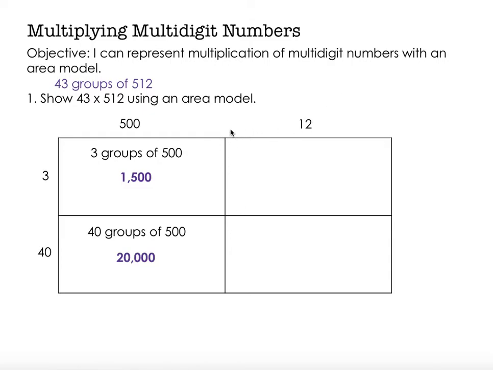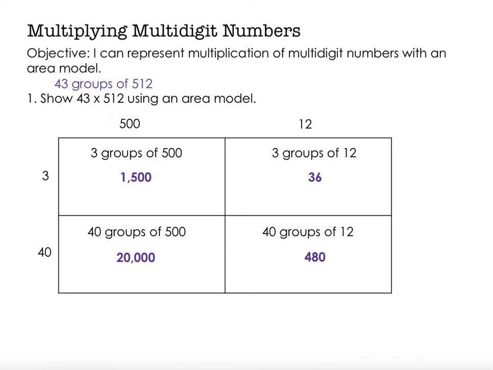In this box, I need 3 groups of 12. This rectangle is 3 by 12, obviously not drawn to scale. So 3 groups of 12, I know that 3 times 12 is 36. And in this rectangle right here, it has dimensions of 12 and 40. So I need 40 groups of 12, or 40 times 12. So again, if this was 4 times 12, I know 4 times 12 is 48. So 40, being 10 times bigger than 4, would make my product 10 times bigger than 48, which is 480.